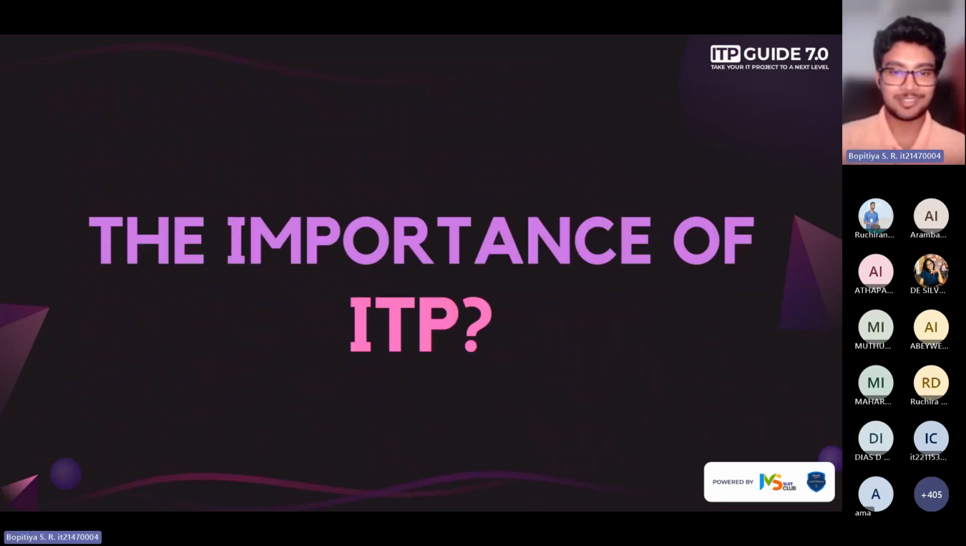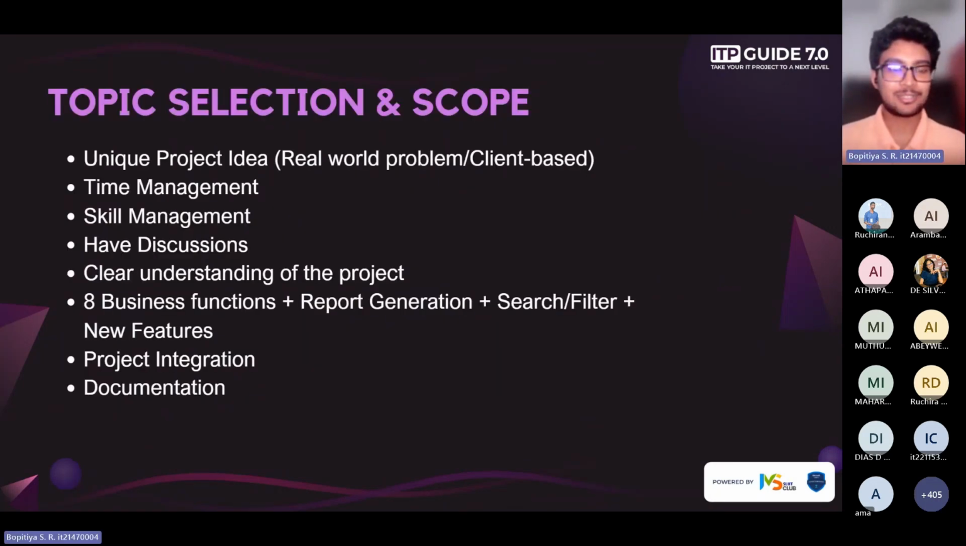Right, jump a little bit ahead. I know most of you might have already selected your topic, but I'll take you through this and mainly focus on the project scope a little bit. When you think of project topic selection, it should be very unique. It can't be something very common like a hotel management system, payroll management, or ticket reservation.